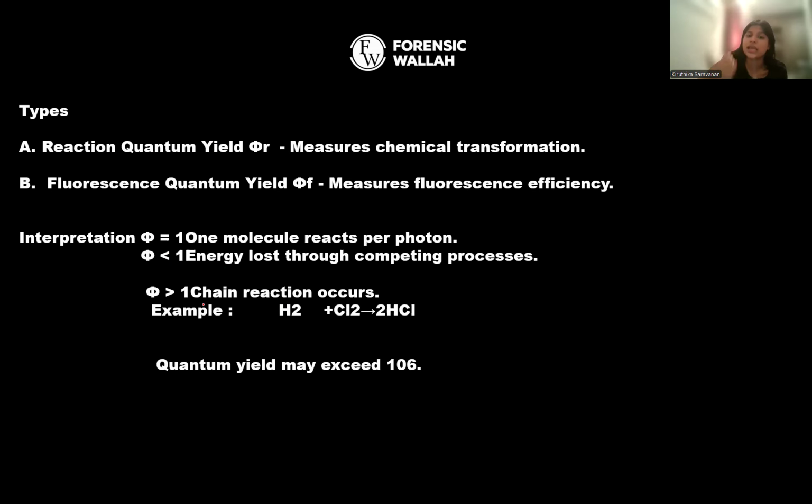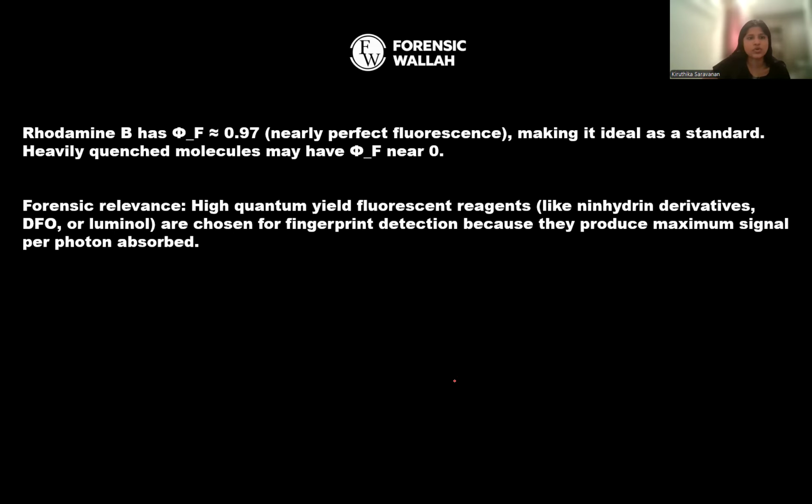If the quantum yield is greater than one, it means it is a chain reaction. That means one photon can yield many molecules as well. So it is not one photon per one molecule. Sometimes one photon can react with multiple molecules, resulting in a chain reaction. For example, H2 plus Cl2 gives 2 HCl. The quantum yield might exceed around 10^6 as well. This is about quantum yield and the types of quantum yield.